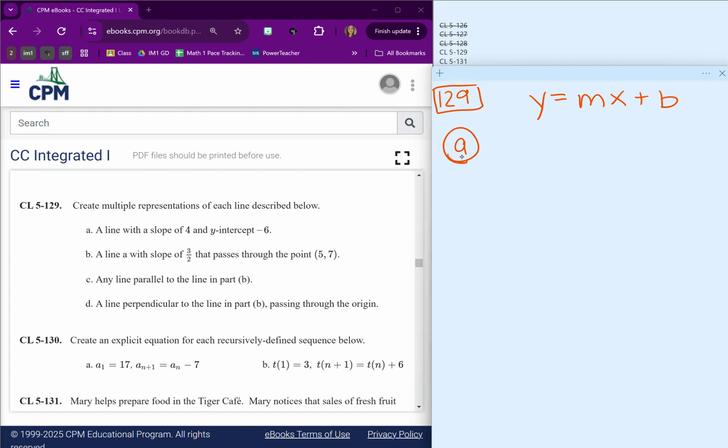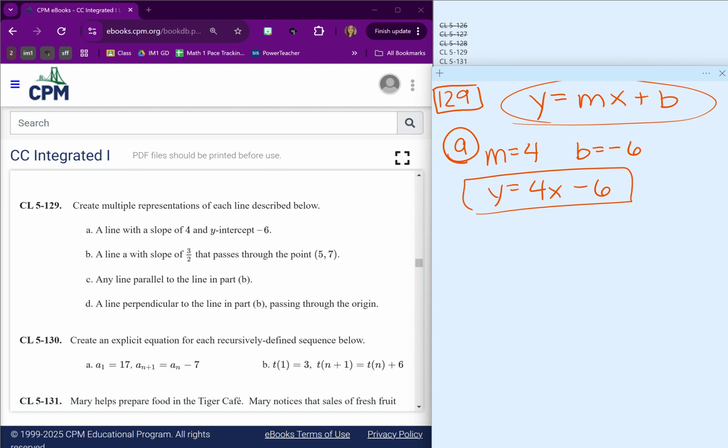Okay, so for part A, it says a line with a slope of 4, so slope is m, and a y-intercept, that's b, of negative 6. What's so nice about this is I can just plug into y equals mx plus b. I can say y equals 4x minus 6. No real work to be done here. They gave us everything we needed because whenever we use this equation, our final answer should have an m and a b. And those were the two things given to us.